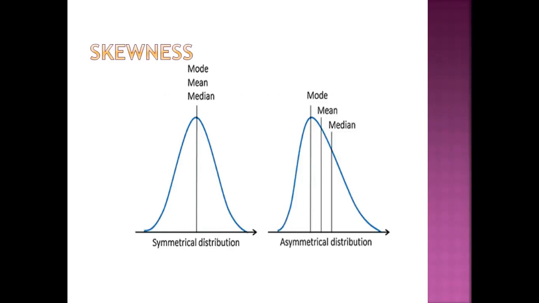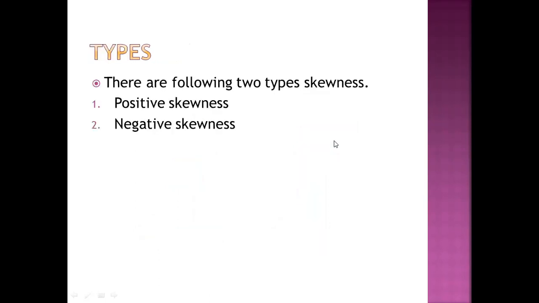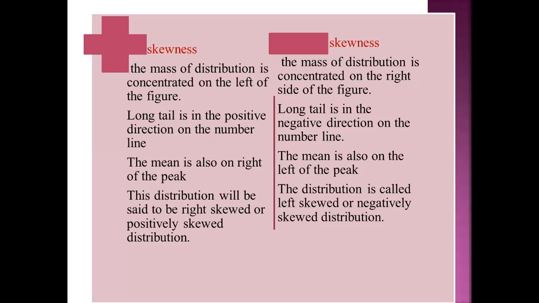So this is a picture of skewness. On the left side, we can see a normal distribution curve, a symmetrical distribution where mean, median, and mode lie at the same point. And on the right side, we can see an asymmetrical distribution where mean, median, and mode lie at different points. There are two major types: positive skewness and negative skewness.